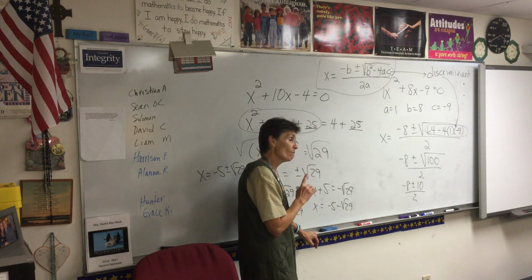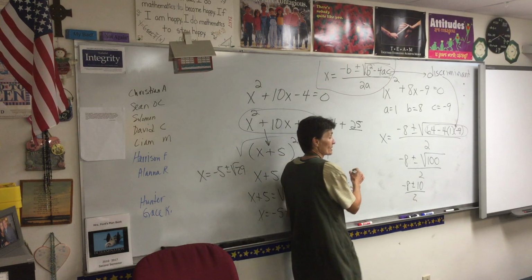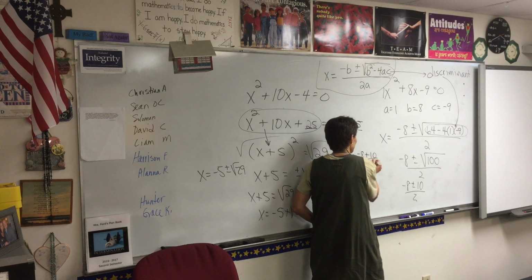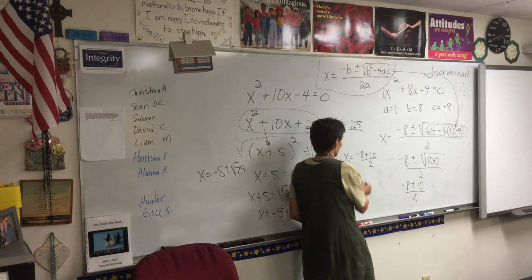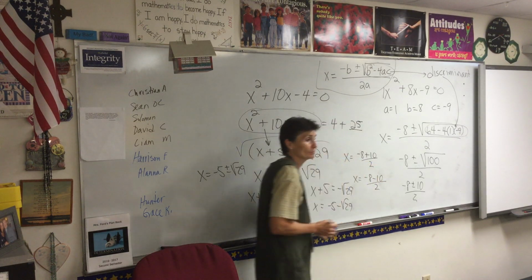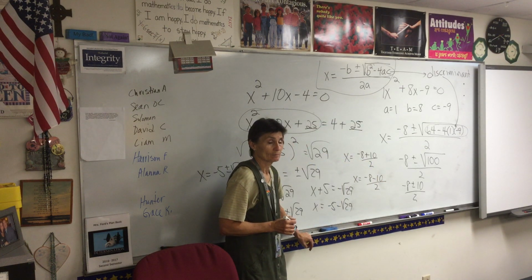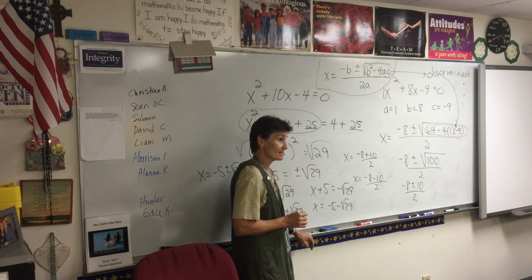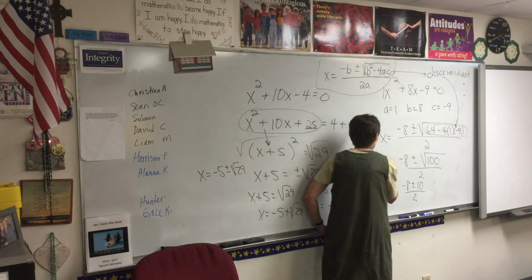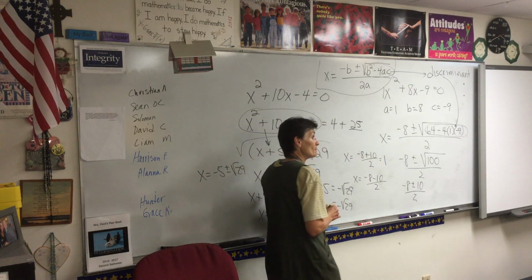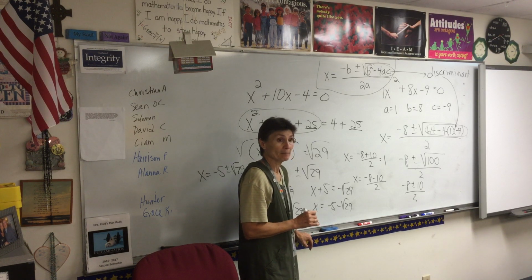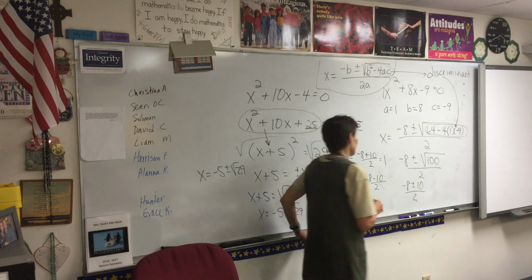So just like before, now we're going to get two different answers, guys. We have x equals negative 8 plus 10 over 2, and x equals negative 8 minus 10 over 2. Negative 8 plus 10 is 2, divided by 2 is 1. Negative 8 minus 10 is negative 18, divided by 2 is negative 9.